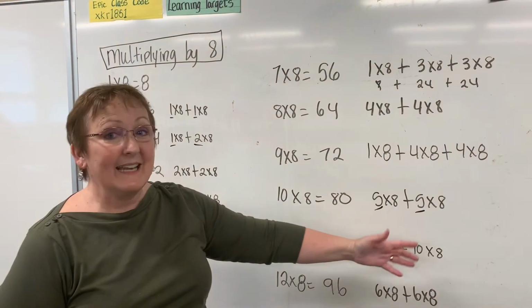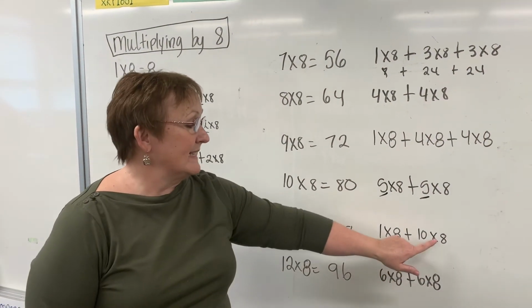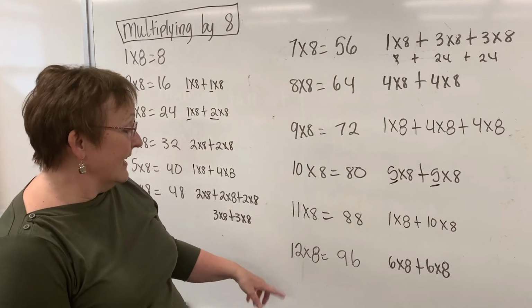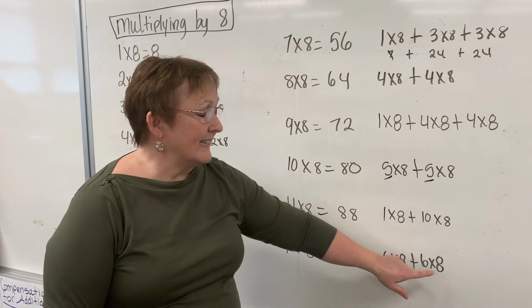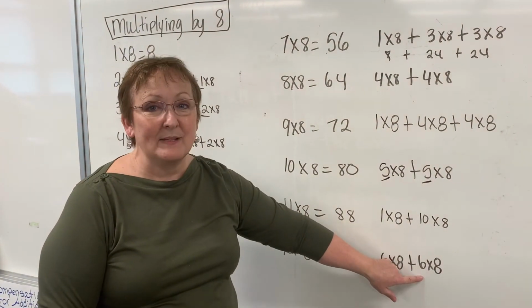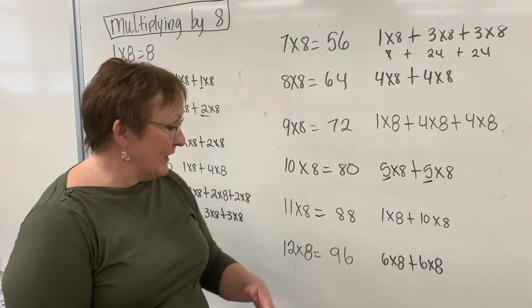1 times 8 plus 10 times 8. 10 times 8 is 80, plus 8 is 88. And then 12 times 8 is 6 times 8 plus 6 times 8. And I know 6 times 8 is 48. And another 6 times 8 is 48. And 48 and 48 is 96.